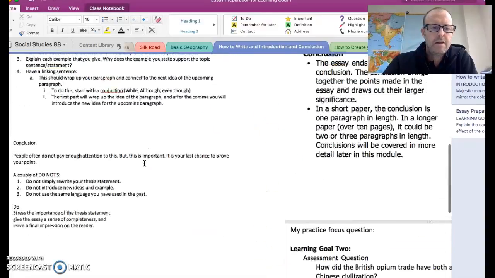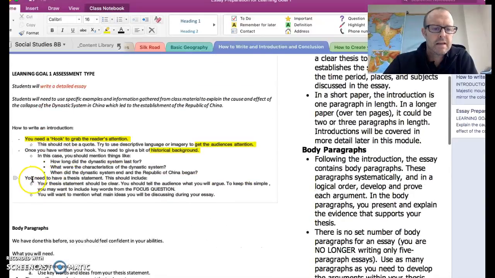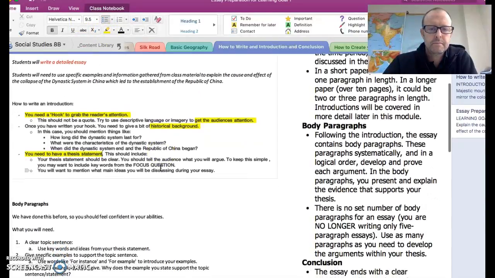Okay, now the final part, and it's probably the most important part, is that you need to have a thesis statement. So right here, okay? So I have a thesis statement. This should be clear, and you should definitely tell me what you're going to be arguing. Now, since we're just learning how to do these things, this is important. Use keywords from the focus question. When you develop your writing, you don't necessarily have to keep those keywords, but I don't want you to just simply repeat it. But use some of those keywords. So in this case, our keywords are dynastic system in China.